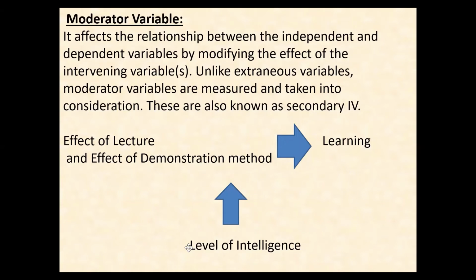Because supposing you have taken two groups, one group is taught by the lecture method and the other group is taught by the demonstration method. So two groups are taught by two different types of method, but here level of intelligence would affect our dependent variable, because the person who is very intelligent would learn faster even in the lecture method. So if we want to see the effect of only teaching method, that is, which type of teaching method is more effective, we would have to control this moderator variable, that is level of intelligence. For this, we have to either match the level of intelligence for all the students, or we have to take different groups having different levels of IQ. These moderator variables are known as secondary independent variables, because they moderate the relationship between independent and dependent variables.